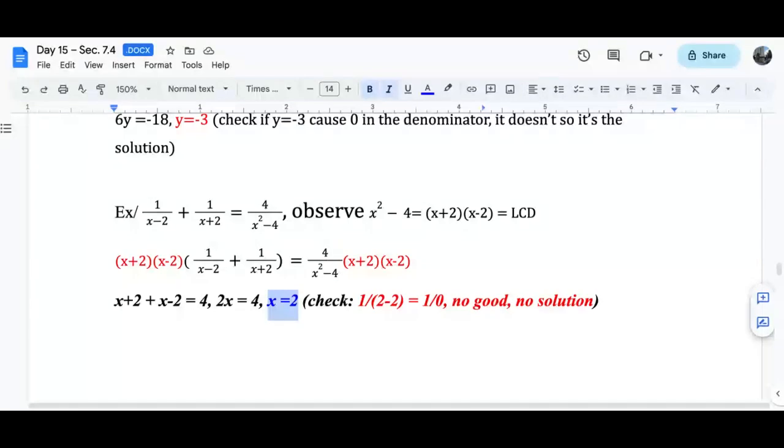Plug back into the equation, oh, we have a problem. Why? Because with x equals 2, you plug into the first expression, we would have 2 minus 2, 0. Indeed, it causes 0 in the denominator. And it also causes 0 for this one, because 2 squared is 4, 4 minus 4 is 0, so no good. So x equals 2 is a fake solution. It's not a real solution.